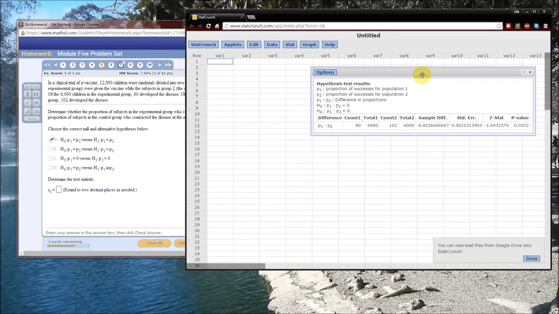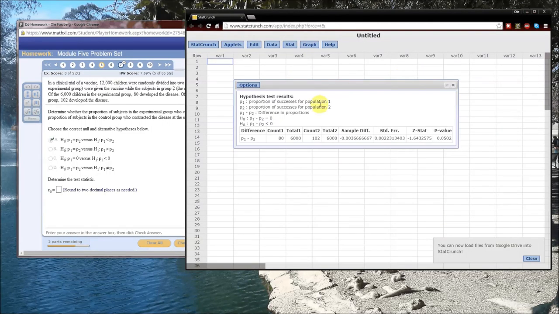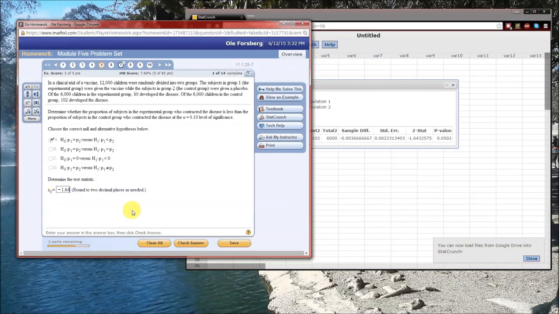Here's the output. It gives us the summary that we gave it, just to double check that we put the numbers in right: 80 and 6,000, 102 and 6,000. The sample difference is the proportion in population 1 that got it minus the proportion of population 2. There's a standard error. We're dividing that by the square root of the sample size. There's the z-statistic, -1.64. Two decimal places, -1.64. Well done. P-value, 0.0502.